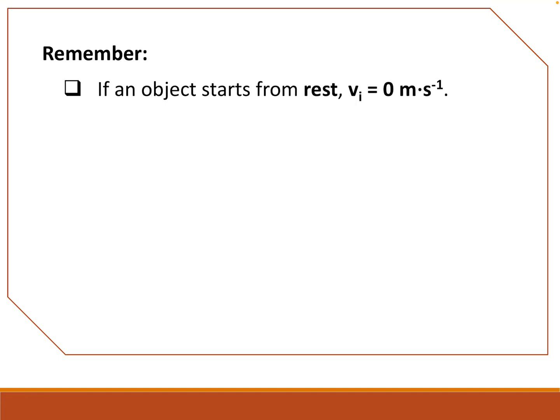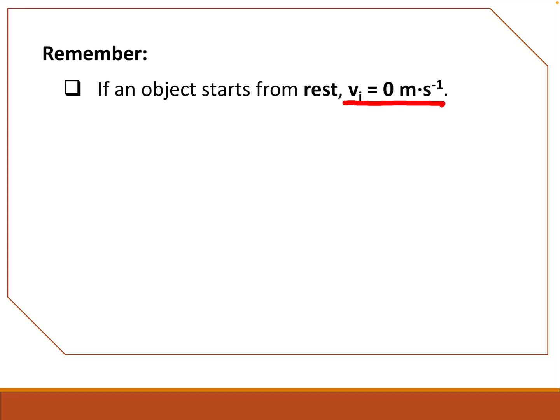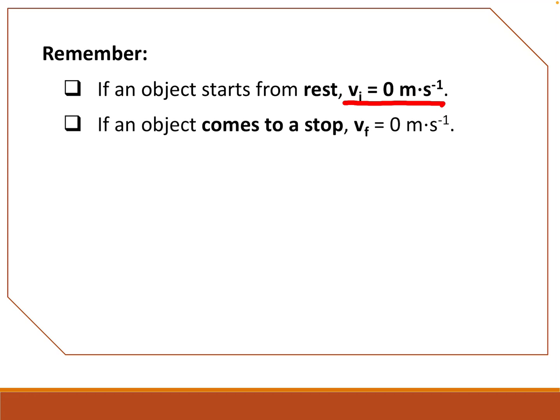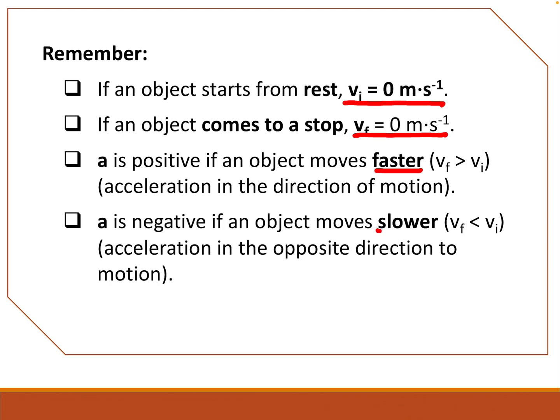So, remember, if an object starts from rest, initial velocity is 0. This is an implied piece of information. If an object comes to rest or comes to a stop, final velocity is 0. They're not going to tell you that. It's implied. A is positive if it moves faster, okay, the acceleration is in the same direction as the motion. A is negative if it becomes slower, so the acceleration is in the opposite direction to the motion.